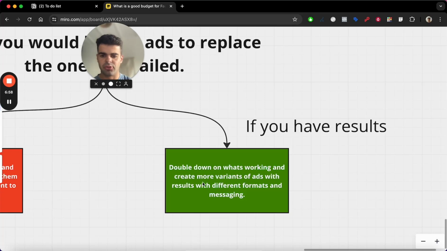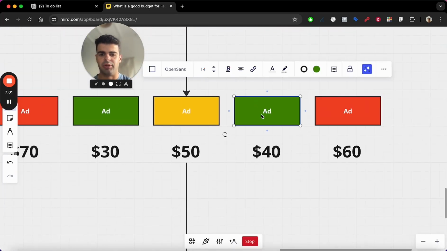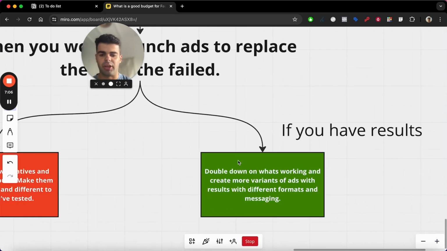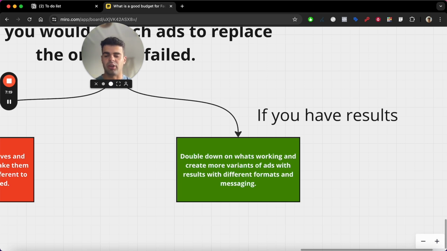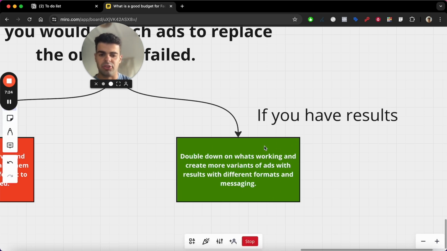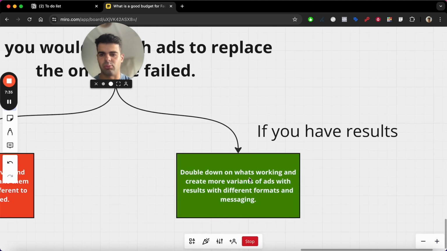If you do have results on any of these, so let's say maybe this one has actually got a purchase or a conversion already, and so has this one, you would double down on those ones that are working, and you would make variants using different formats or different messaging. That could mean making a carousel with the same messaging and the same captions as a video that's performing well, or it could be taking a carousel or a still image and turning that into a video concept. So you're doubling down on the messaging that's working, or if a particular format is working really well, like carousels, you can try different messaging inside of carousels. So you could make a bunch more carousels and then see if they work.